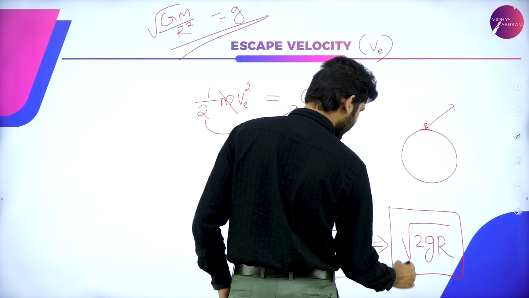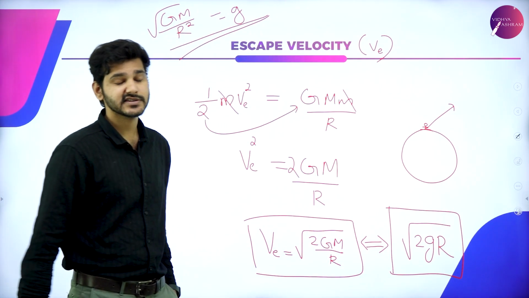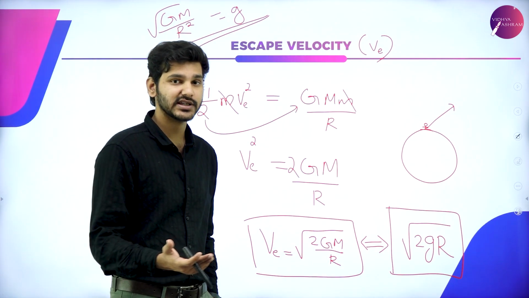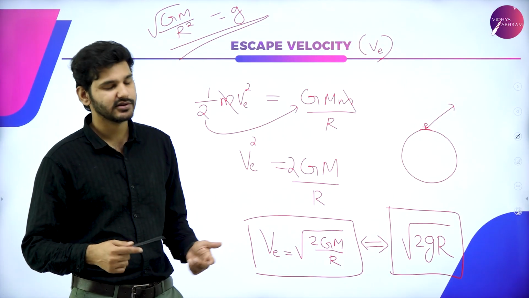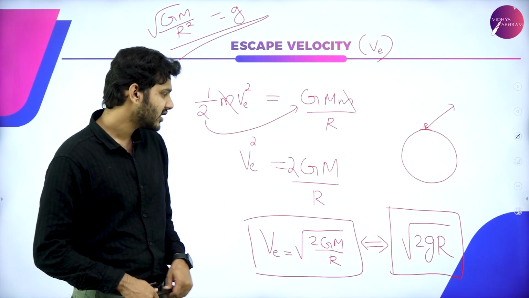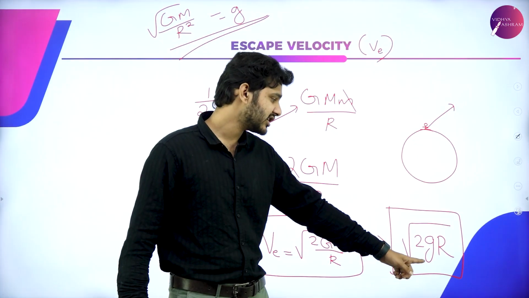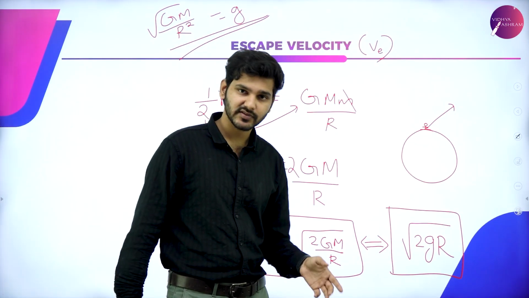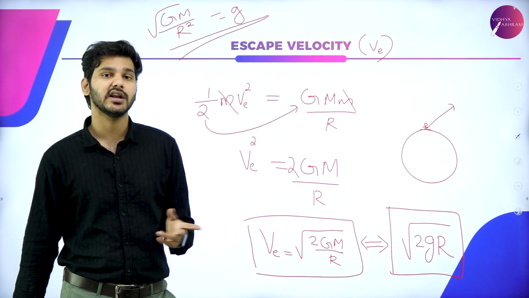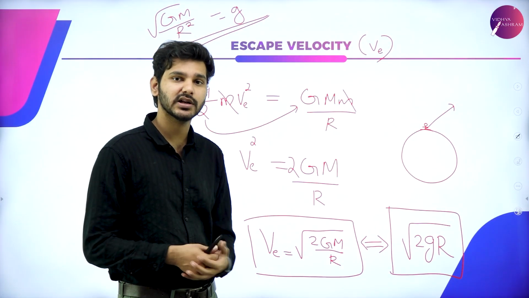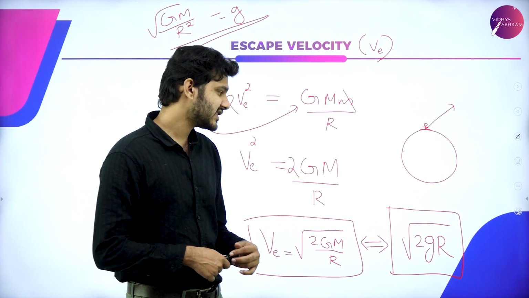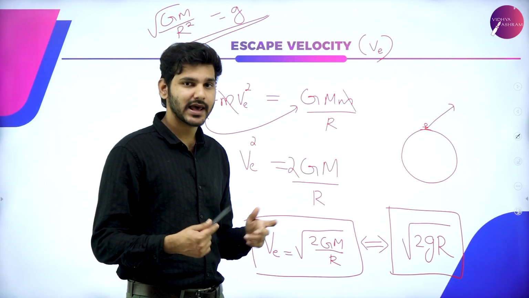So this is the actual expression for escape velocity. Which of these two equations you have to use depends on the problem they are asking for the board exam. You can use either one of these two equations. Either one will give you the same result, depending on whether only acceleration due to gravity and radius of the planet is given, or mass of the planet and radius of the planet is given. Depending on those two criteria, you can automatically find out the escape velocity of the planet.